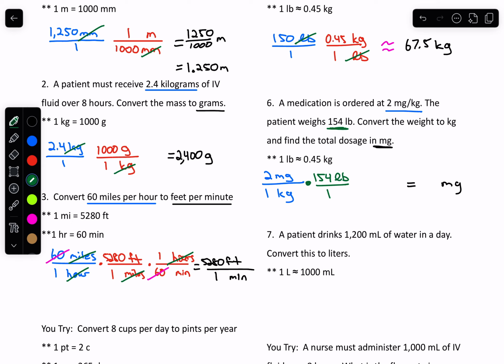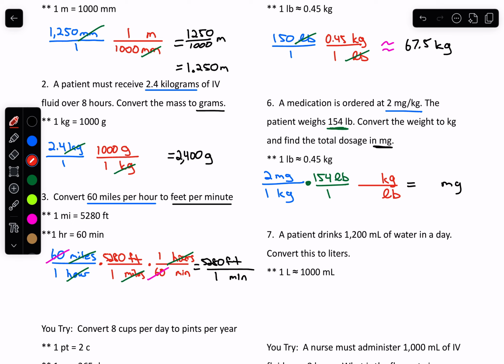All right, so now notice all the units we have. We have milligrams over kilograms, and we have lbs on top, or pounds. But we want to end with just milligrams. So we don't actually want to cancel out this unit of milligrams. That unit is fine. What we want to do is cancel out the kilograms and the pounds in this problem. So what we need to do is multiply by a fraction that is going to have something on bottom to cancel out the pounds. So lbs on bottom to cancel out the lbs on top, and kilograms on top to cancel out the kilograms on bottom.